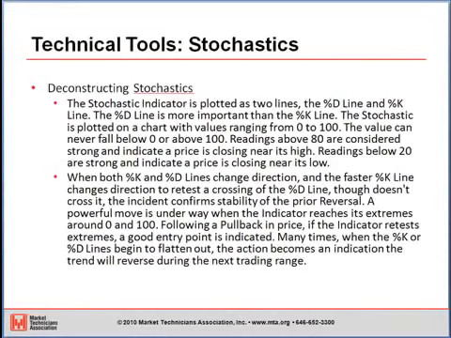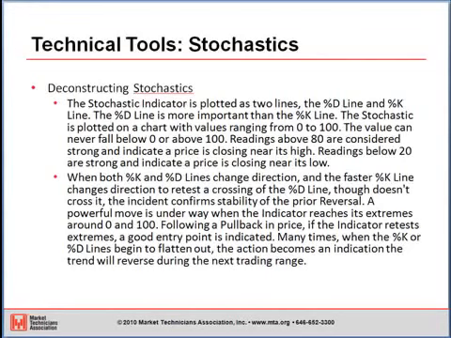Deconstructing stochastics. Stochastics are a bounded oscillator that are plotted as two lines that move only from 0 to 100. By bounded, we mean no matter what the market does, all the stochastic can do is move from 0 to 100. Readings above 80 are considered strong and indicate prices closing near the high for the period, and readings below 20 are strong and indicate a price is closing near its low.